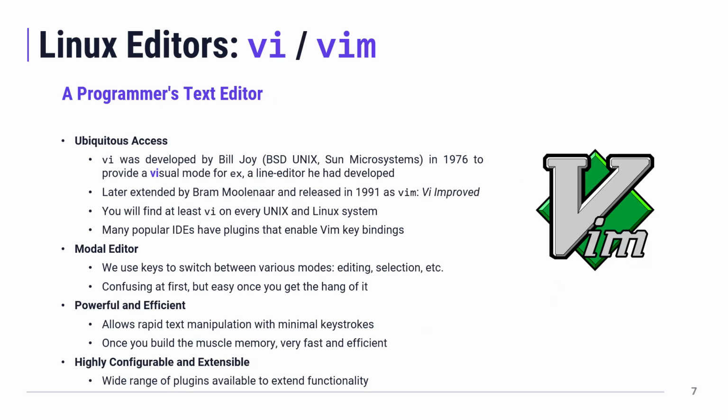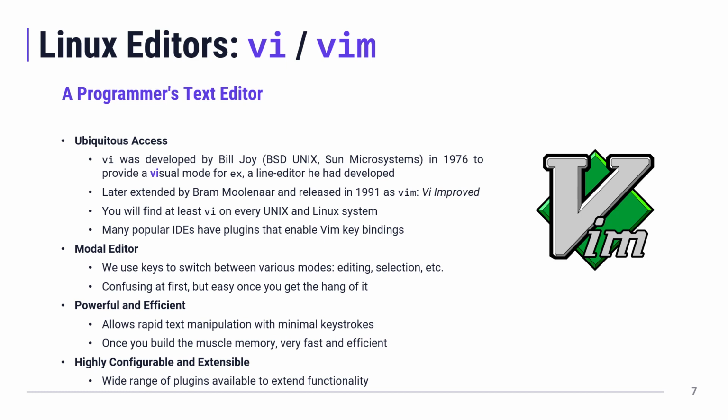That brings us to VI or Vim. I'm going to talk about Vim, but VI was the original editor. For brevity, I'm going to call it Vim. So VI was developed by Bill Joy. He was one of the developers of BSD Unix. He also went on to found an influential company called Sun Microsystems. They were eventually acquired by Oracle, but they were pretty big back in the day. They had their own flavors of Unix, Sun OS, and then later Solaris.